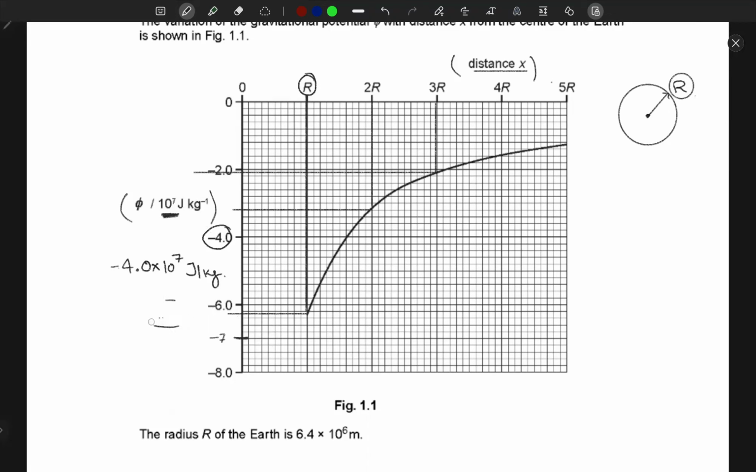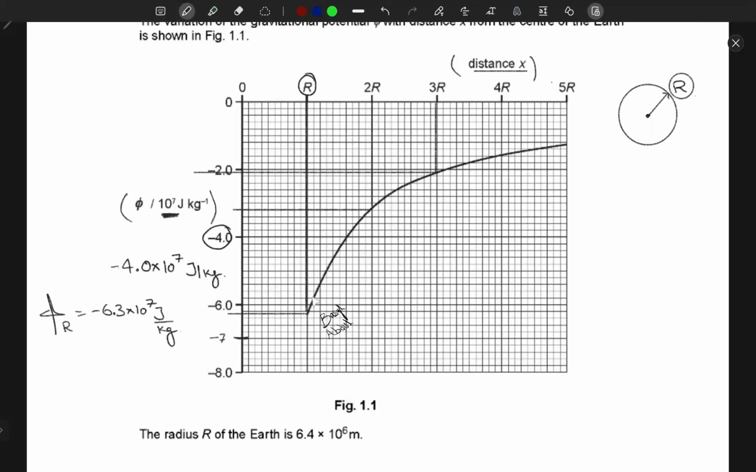So if I have to write the potential, the value of phi at r is really -6.3 times 10 raised to power 7 joules per kilogram. So that's the potential at the surface of the Earth. Is that okay for everyone?